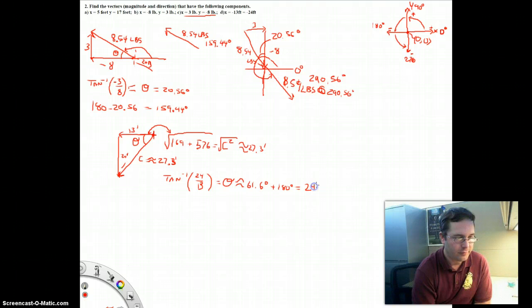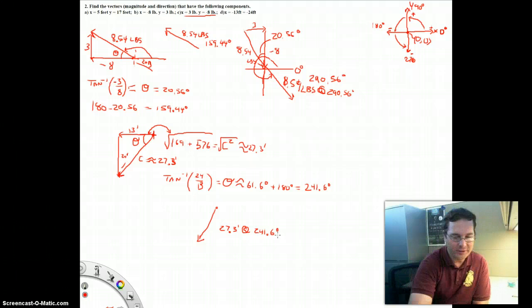So 241.6 degrees. If we were to draw this resultant vector just by itself, it starts at a location, it proceeds in a direction, 27.3 feet, and the direction is 241.6 degrees.